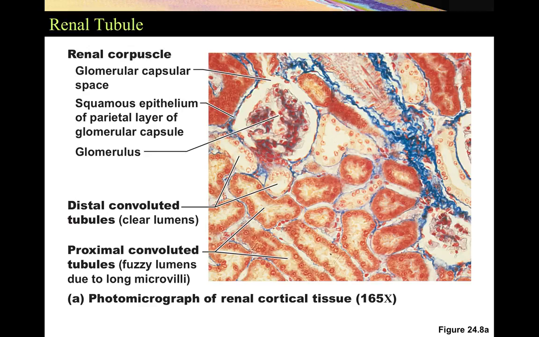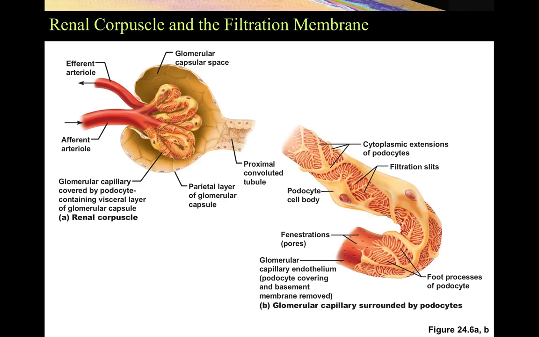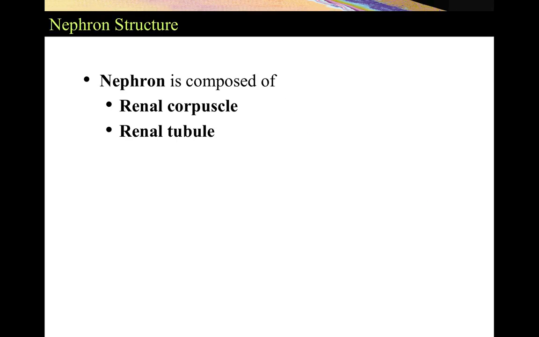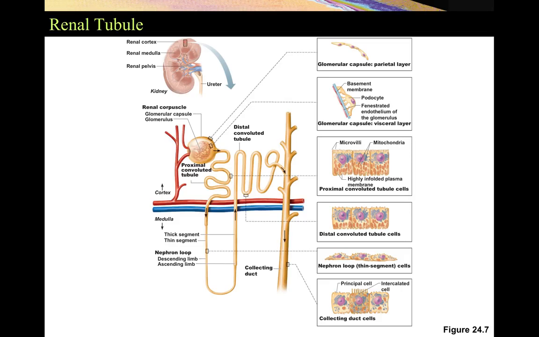Previously we discussed the main structures of the nephron, discussing that it's broken down into two main structures, which are the renal corpuscle and renal tubules. If you take a look at the renal tubules, we have the proximal convoluted tubules, then the descending limb, the ascending limb, and the distal convoluted tubules, which eventually empties into the collecting duct.